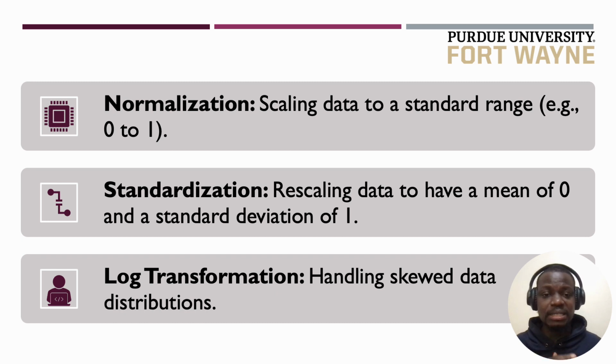Normalization has to do with scaling data to a range from 0 to 1. Standardization has to do with scaling data to have a mean of 0 and a standard deviation of 1. Log transformation has to do with skewed data distribution.